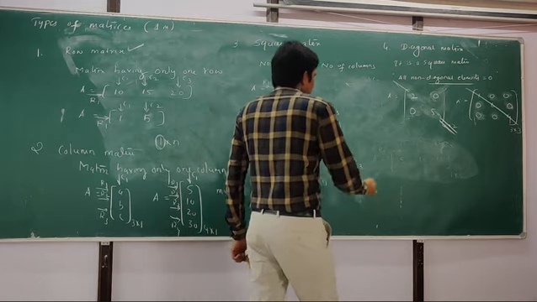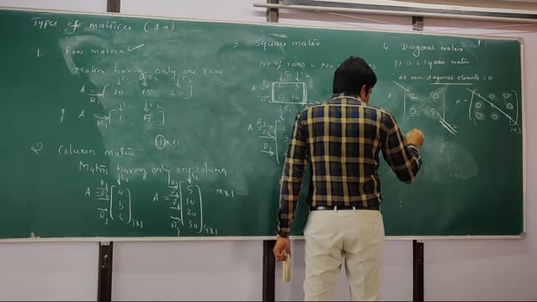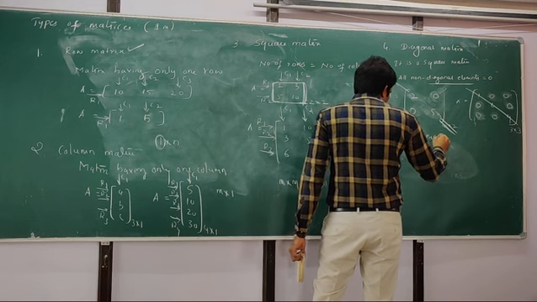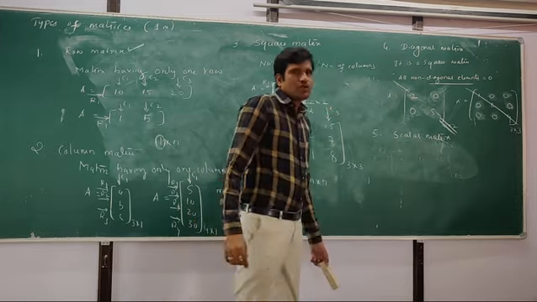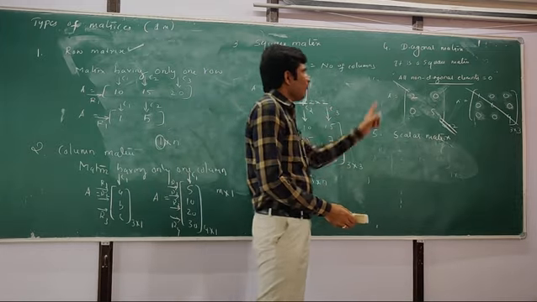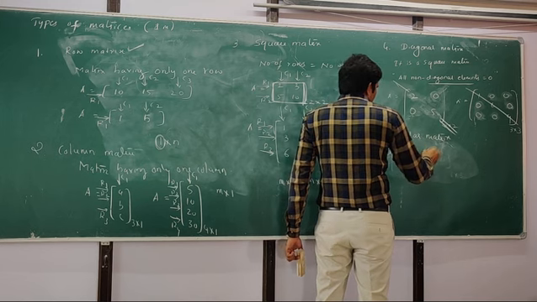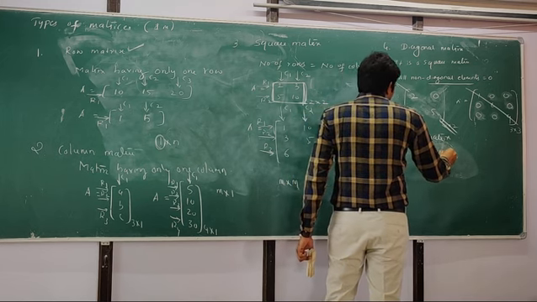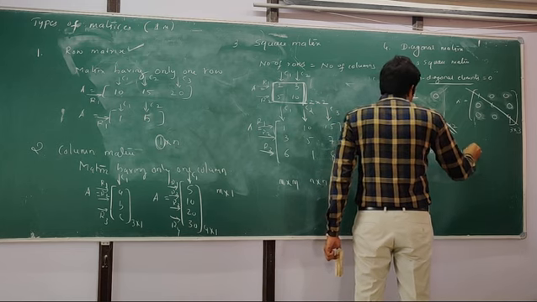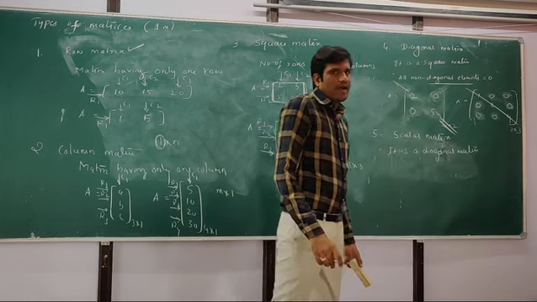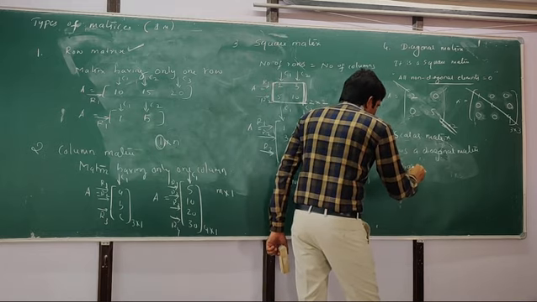So the next one, after the diagonal matrix, is the scalar matrix. So what is the meaning of scalar matrix? A scalar matrix is a special type of diagonal matrix. See here, a scalar matrix is a diagonal matrix. Already we know what a diagonal matrix is, right? So a scalar matrix is a diagonal matrix in which all diagonal elements must be equal.